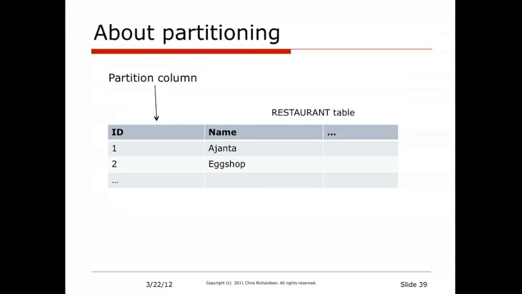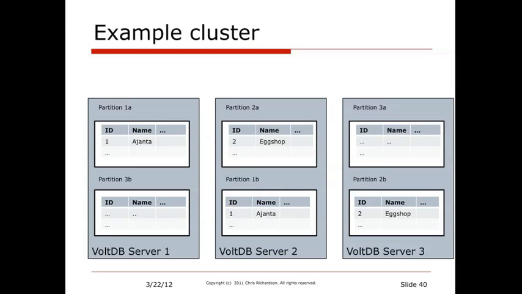And then the other thing you have to do is identify a partition column for each of your tables. So in my example, I started off by using the restaurant ID as the partitioning scheme. And this is really important for performance and scalability. Because, for example, if I have a VoltDB cluster comprised of 3 servers, I then decided to have 2 partitions per server. So that's a total of 6 partitions, in this case with a replication factor of 1. So there's 2 replicas per partition.